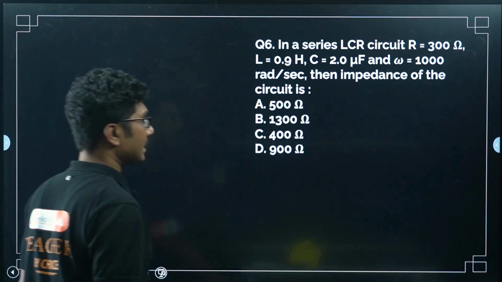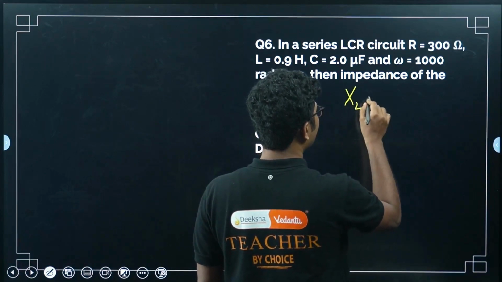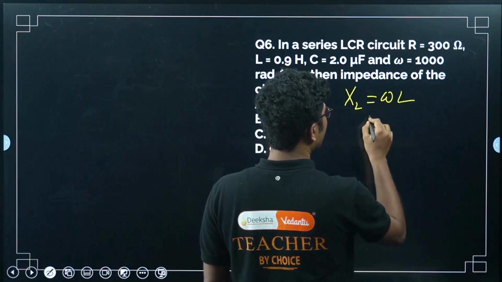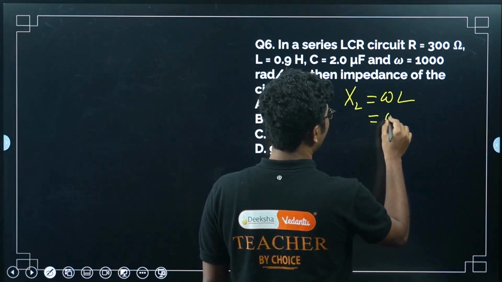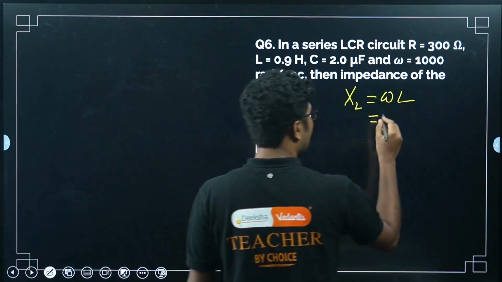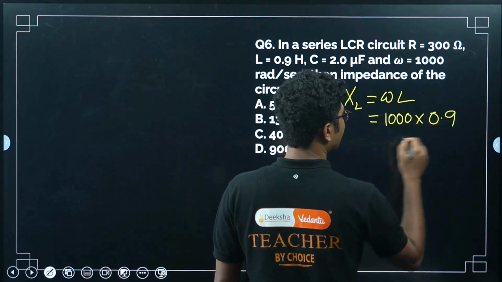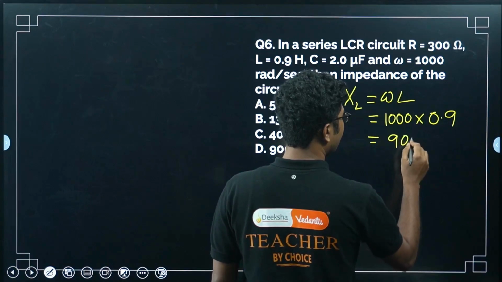Then the impedance of the circuit. Before finding the impedance, what do we have to do? We have to find XL, which equals omega L. Omega is 1000, and L is 0.9 Henry, so it will be 900 ohm.